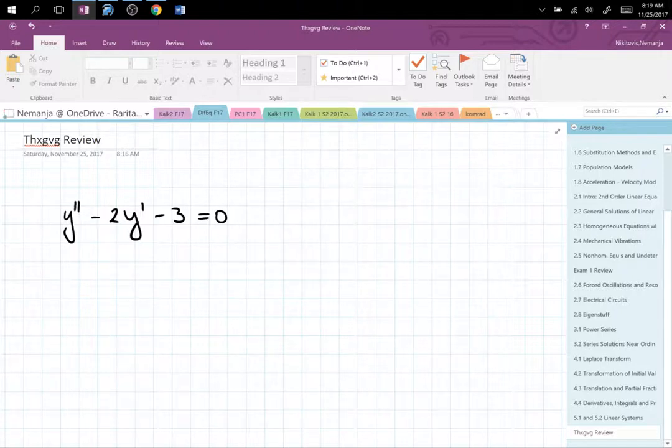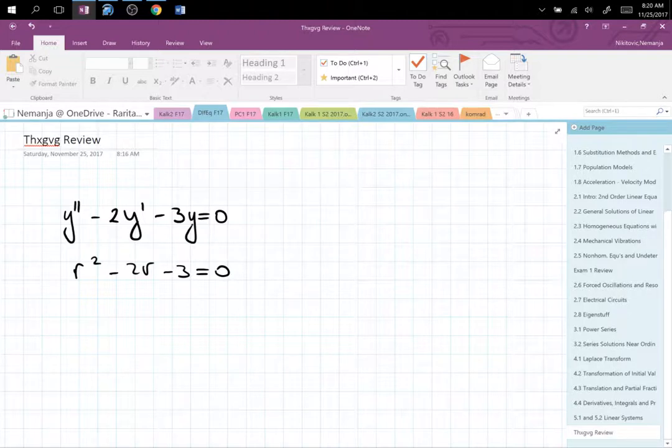We can solve this problem by using the characteristic equation. We know that from exam 1, chapter 2. And we achieve that by writing r squared minus 2r minus 3. Oh, there's a y there. It's a 3y. So y double prime, y prime, and then y.